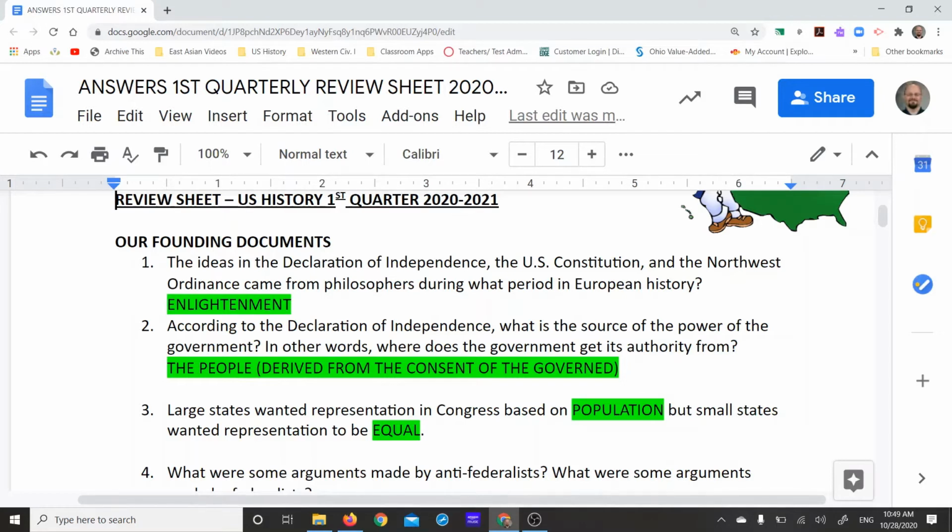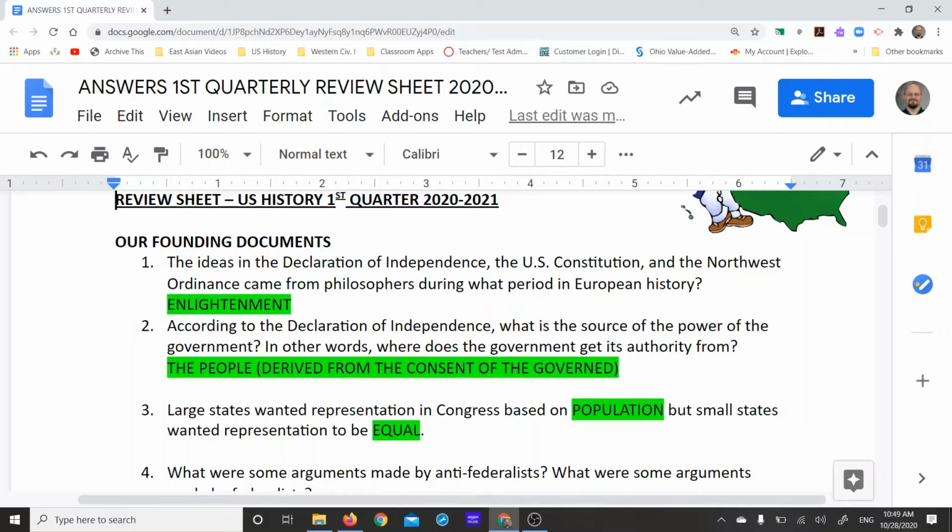So first off, the Our Founding Documents. The ideas in the Declaration of Independence, the U.S. Constitution, and the Northwest Ordinance came from philosophers during what period in European history? That would be the Enlightenment. Early 1600s throughout the early 1700s.